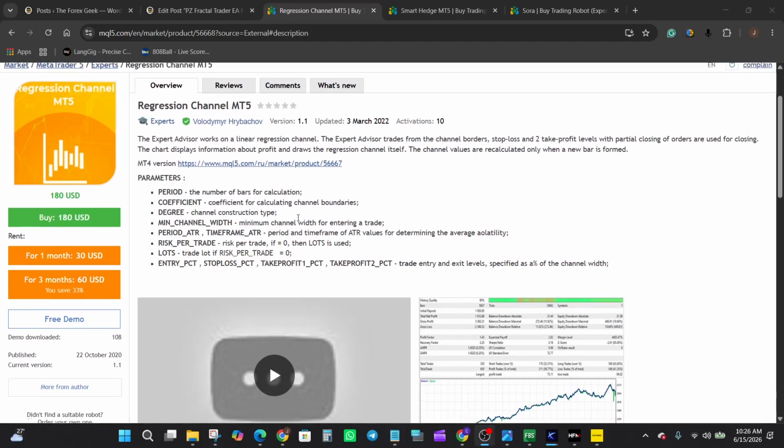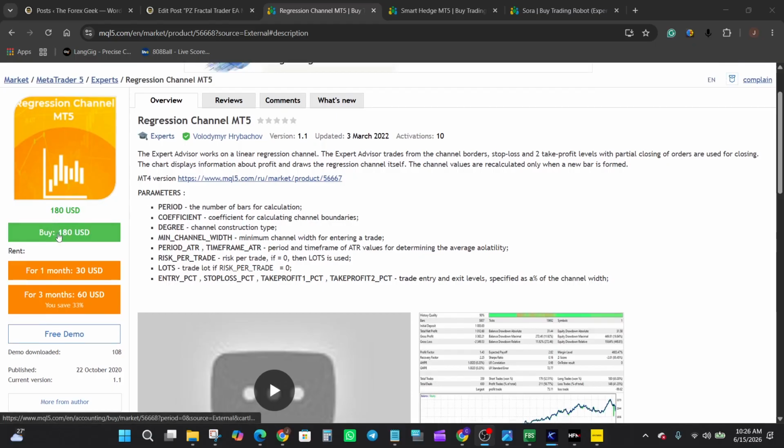Looking through the marketplace page, the current price is 180 US dollars with rental options available for 1 month going for 30 US dollars and 3 months going for 60 US dollars. The version shown here is 1.1, updated on March 3rd, 2022. According to the description, this EA is built around a linear regression channel. The strategy is designed to trade from the channel borders while using a stop loss and 2 take profit targets.